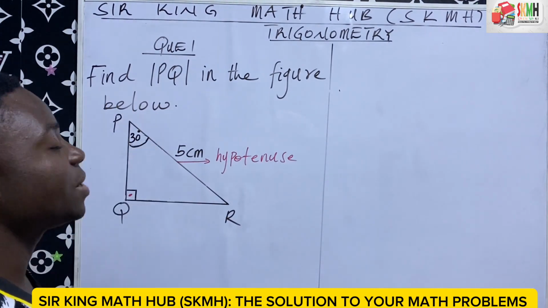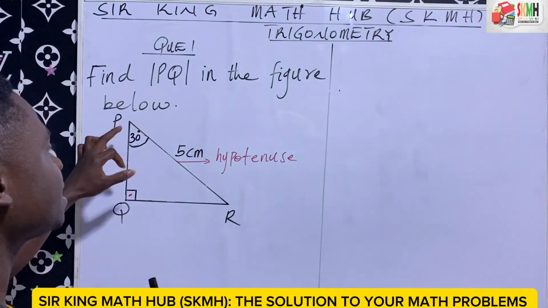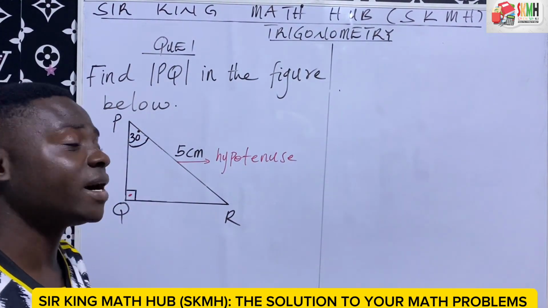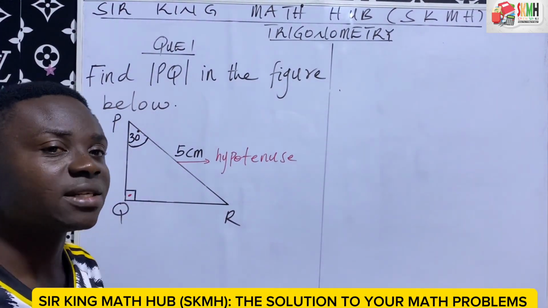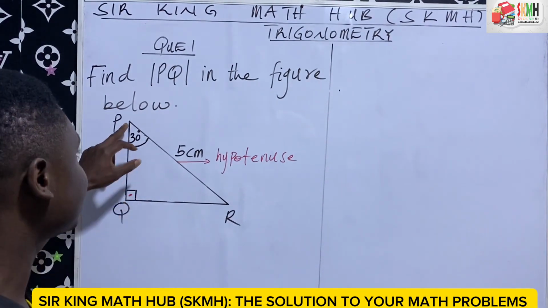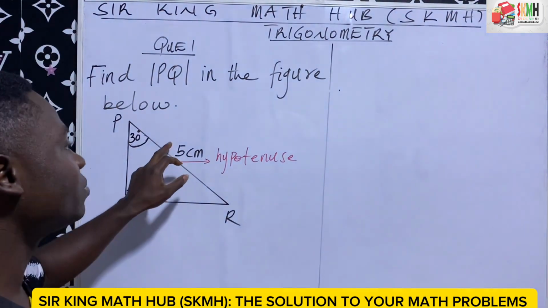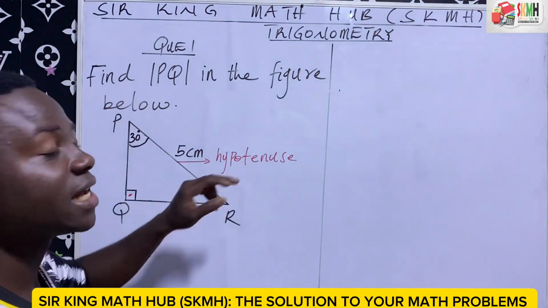Why is this side the hypotenuse? Because it is the longest side. From observation, you could see that it is the longest side. Another way of identifying the hypotenuse is the side that faces the 90 degrees angle. So again, you could see that this side here, line PR, is facing the 90 degrees angle. So that makes this side the hypotenuse.